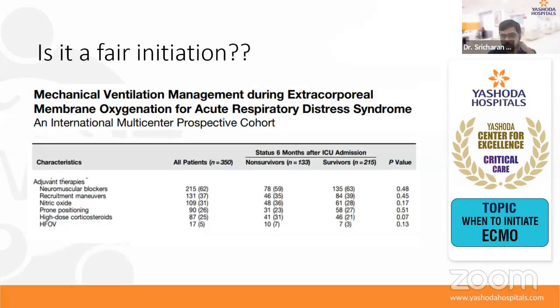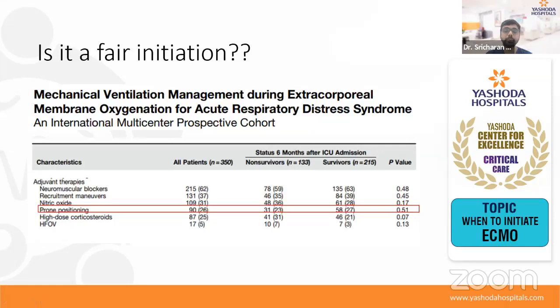Here I also want to comment upon the other parameters they found in this particular study called the LIFEGARDS study. Is it actually a fair initiation? Why am I questioning whether it is a fair initiation? It is precisely because of the prone positioning they have done. In these 350 patients who underwent ECMO for severe ARDS, before initiation of ECMO, only 26% underwent prone ventilation.